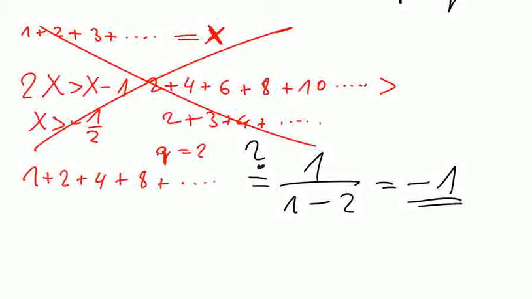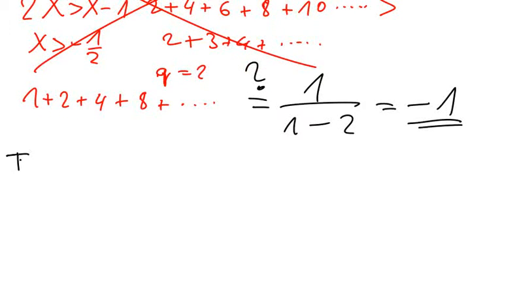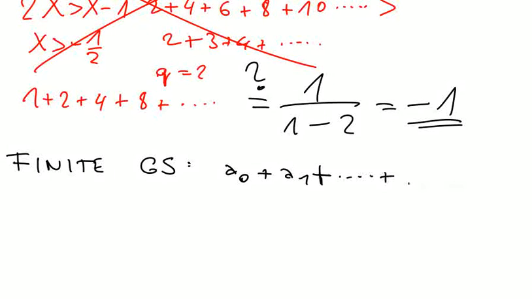Now we can do it in many different ways. So probably the simplest way to derive that is from a finite geometric series, meaning just the sum a0 plus a1 and so on to an. So maybe you know the formula for this, or we can derive it.